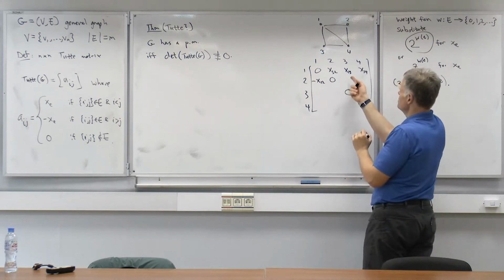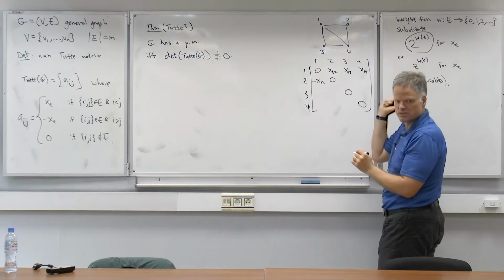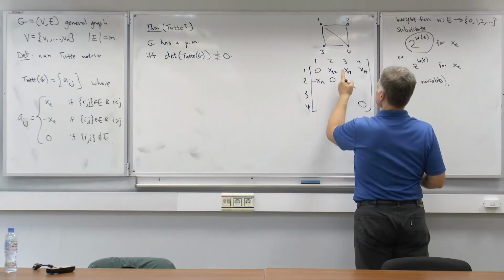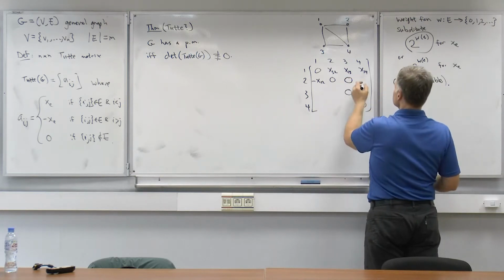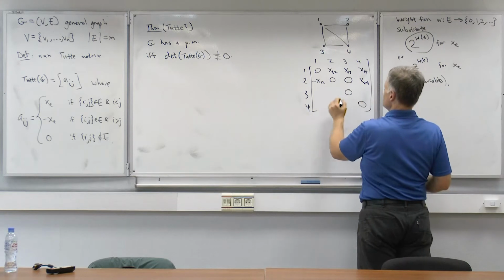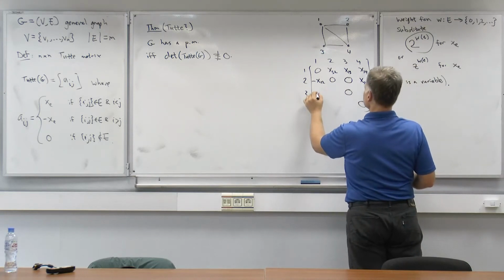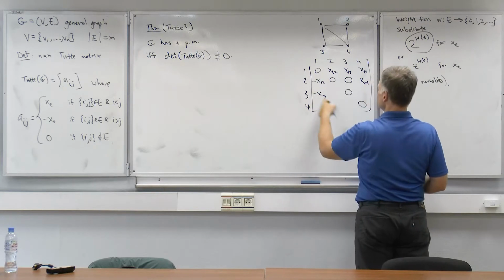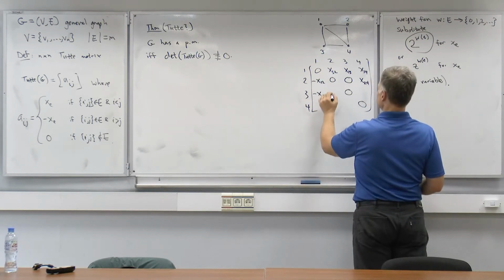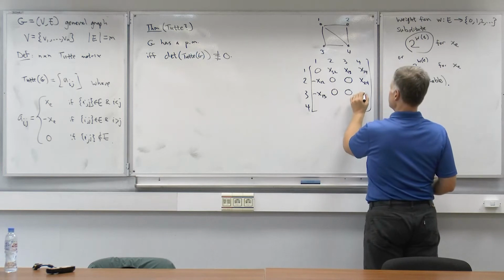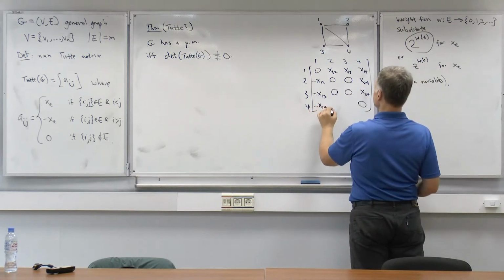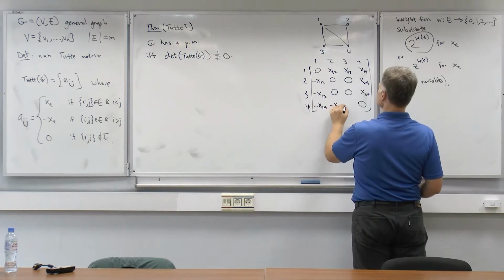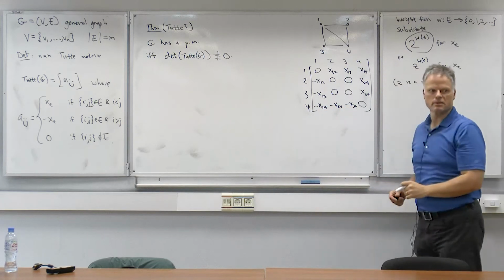You can always list the indices in increasing order. Do I have 2 to 3? There's nothing in 2 to 3. There is 2 to 4. And so I'm going to have a minus x13 there. So all the minus signs are in the lower triangle. And I'll have a 0 there. And there is a 3 to 4. And then this will be minus x14, this will be minus x24, and this will be minus x34. Okay. So that's the Tutte matrix.